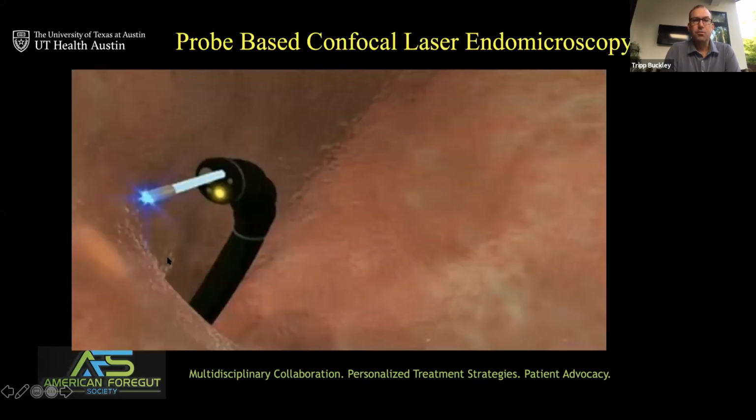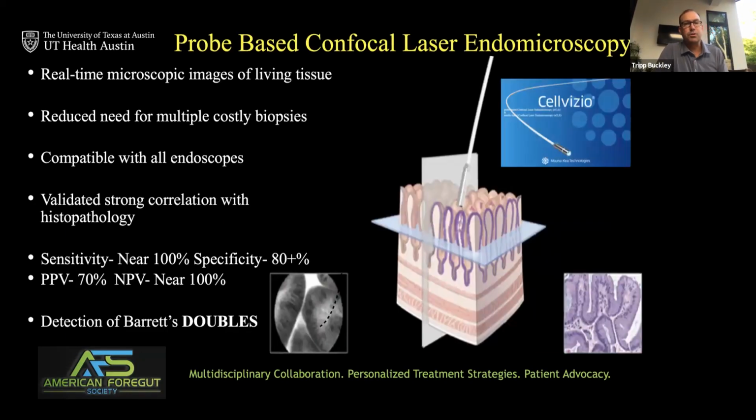Okay, so I'm going to talk about optical endomicroscopy, really probe-based confocal laser endomicroscopy. For those of you that are not familiar, it's a probe that can go down any endoscope, and it's laser-induced fluorescence effectively. And so we're taking basically microscopic images of living tissue. And the idea and the hope here is that we can reduce the need for really costly biopsies, especially when you're talking about long segment Barrett's, which is where we're going to find that dysplasia.